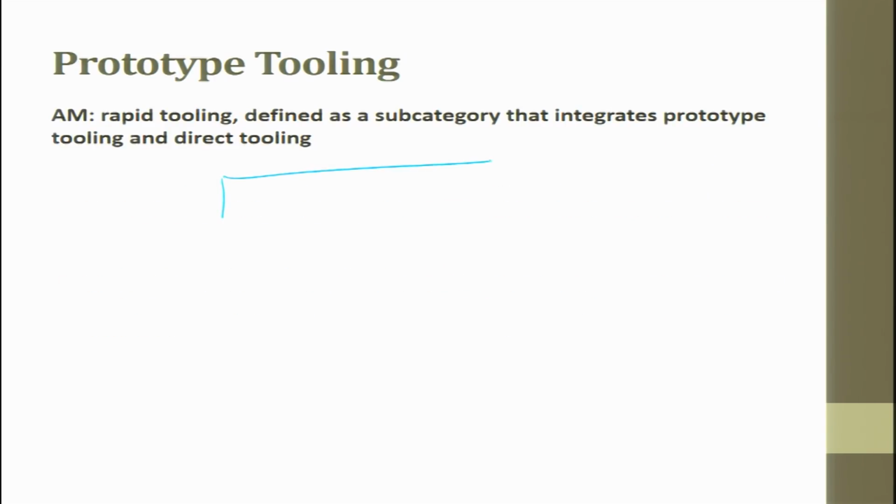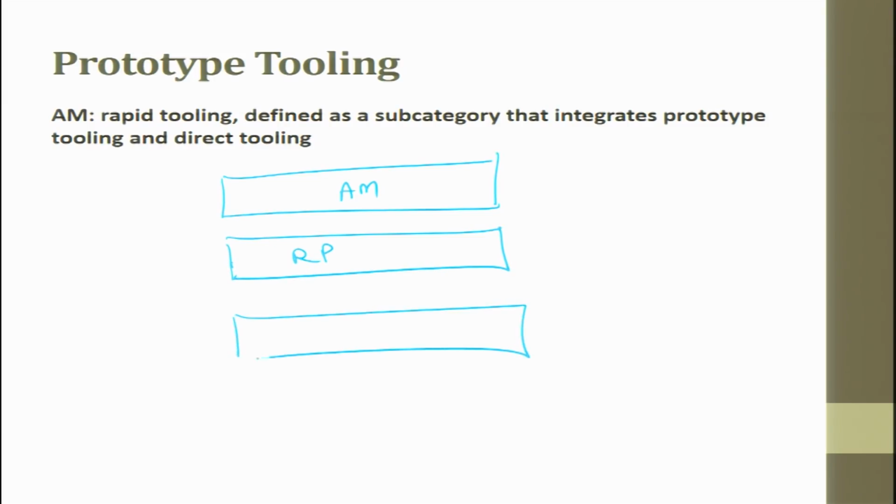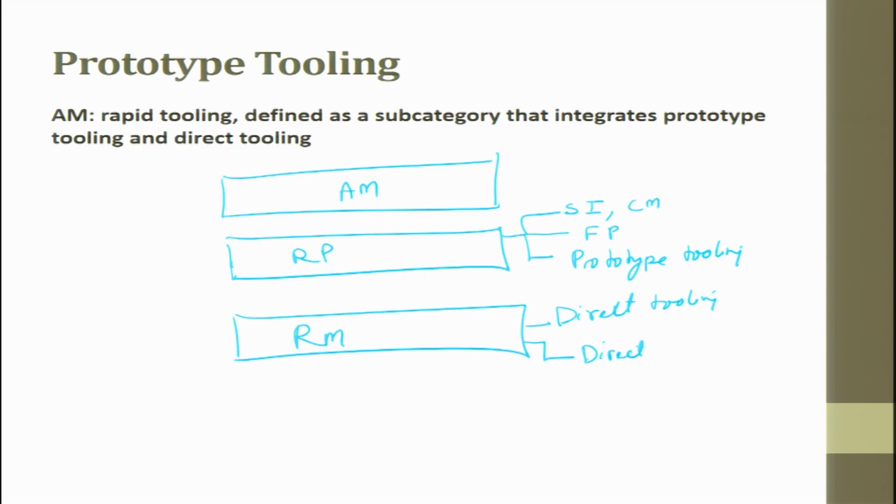So, now let us see where this rapid tooling falls. This is additive manufacturing, this is rapid prototyping and this is rapid manufacturing, and here you have solid imaging and concept modeling, then you have functional prototyping, then you have prototype tooling, okay, and then here we had direct tooling and then we had direct manufacturing, correct.